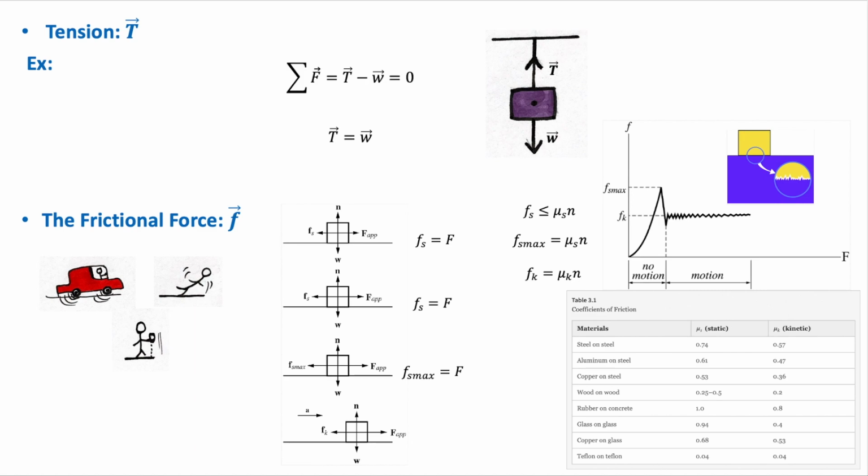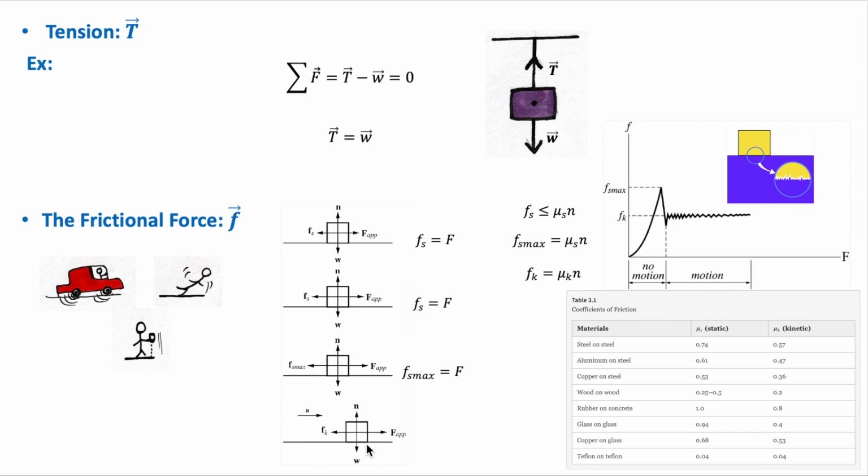For the directions of Fs and Fk, they are always parallel to the surface. Fs is opposite to the component of the applied force that is parallel to the surface. So if this applied force is at some angle, then Fs would be opposite to the component of F applied that is parallel to the surface. And the direction of Fk is opposite to the instantaneous velocity of the object relative to the surface.